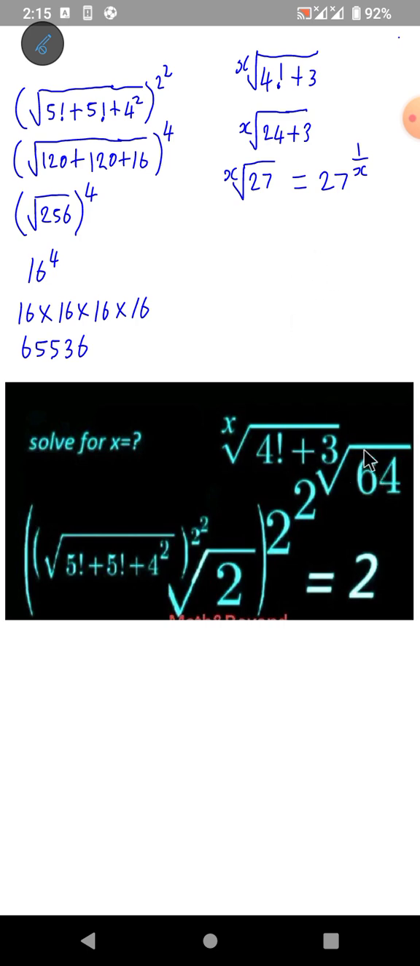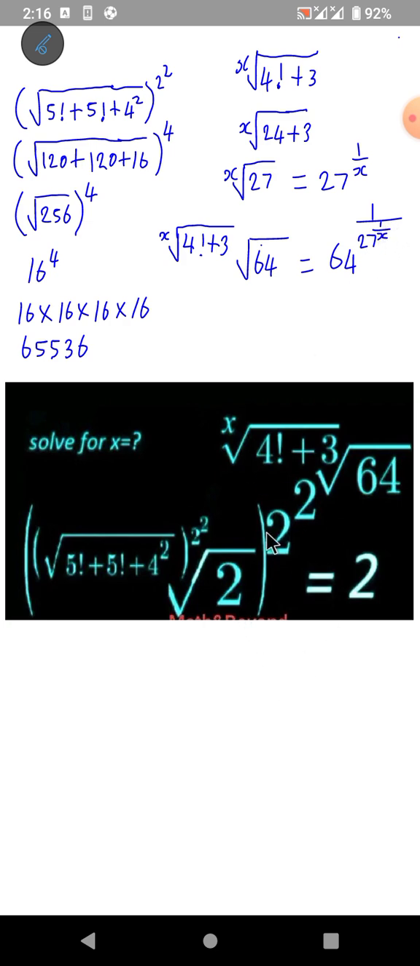Then now we have this expression here. Now that's the square root of 64, 4 factorial plus 3 can be written as 64 raised to the power of, since this expression here now is the same thing as 27 raised to the power of 1 over x, so this whole expression can be written as 64 raised to the power of 1 over 27 raised to the power 1 all over x, according to the law of indices.